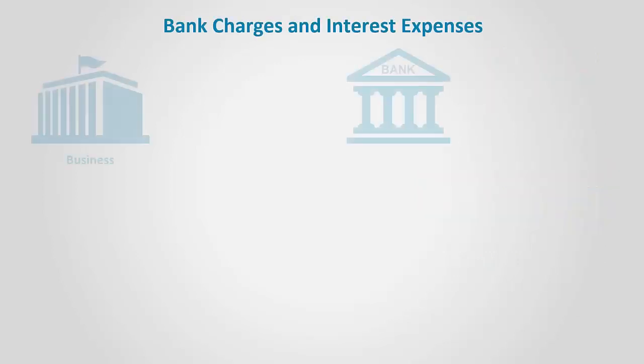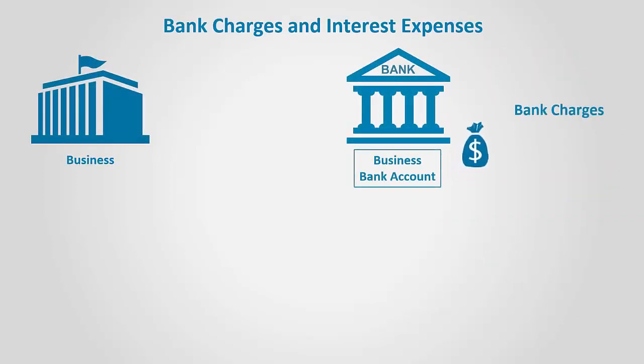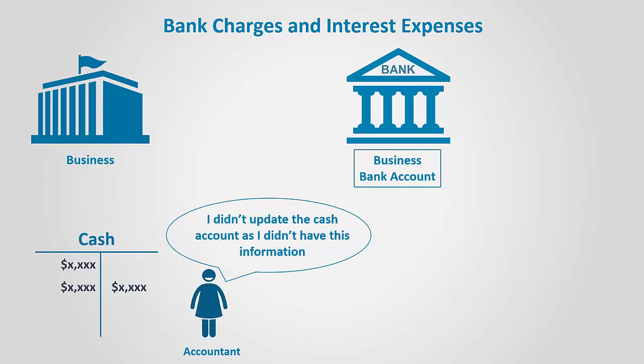Now let's see how the business deals with bank charges and interest expense. The bank usually deducts bank charges directly from the account. The business will get this information only when the bank statement is received, and the accountant will have to update the books thereafter. The same thing applies to interest expenses, which are also deducted. The accountant will deduct it later during the bank reconciliation process.